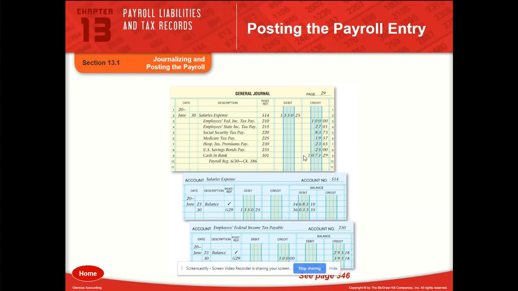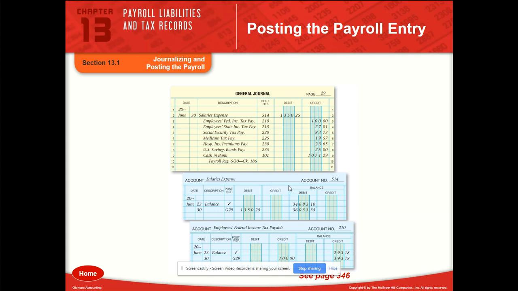Okay, so here's page 346. If you're looking at 346, you can see how you would actually post it now to all of the different entries or for the different accounts. So this one is a salaries expense of 1,350 and 25 cents. Then we have all of our different payables that will come due, the cash and bank credit, and now how it would look in the account.